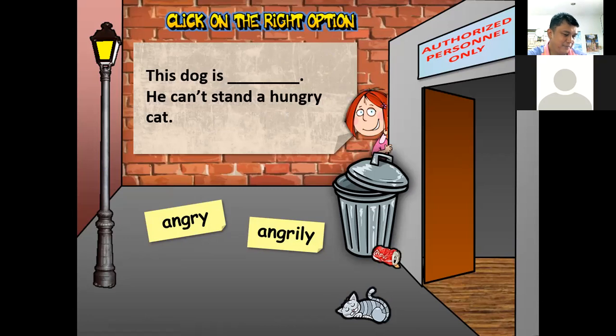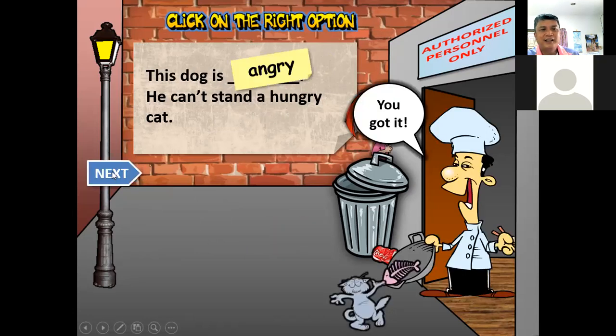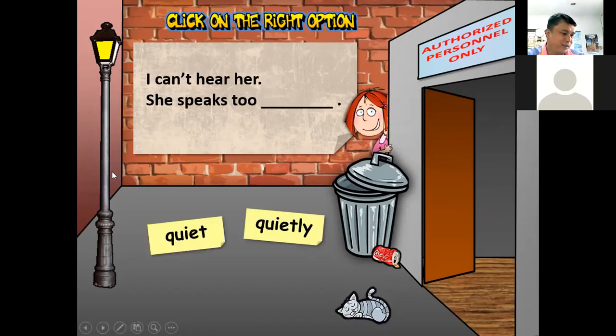This dog, he can't stand a hungry cat. Angry. Okay. The dog is angry. You got it. Okay. Very good. Next, quiet or quietly?